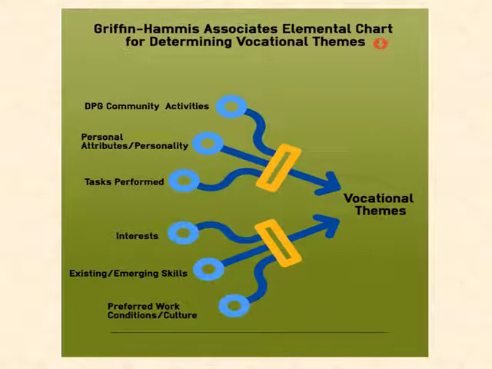This graphic represents the elements of vocational themes and the work that is completed in discovering personal genius. You will learn about this in greater detail in the next lesson of the course.